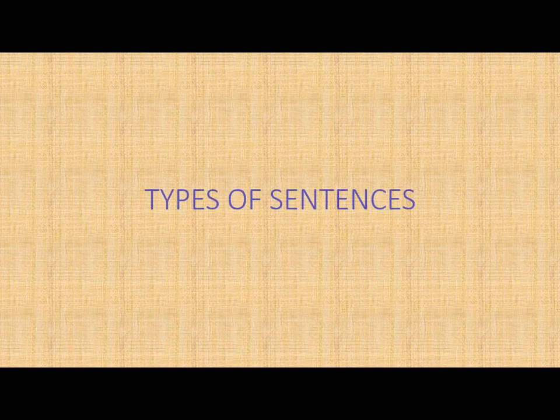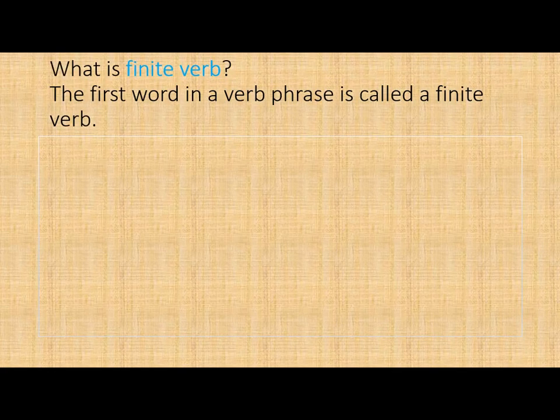Today we are going to read about types of sentences. First, we have to learn finite verb. What is finite verb? The first word in a verb phrase is called a finite verb. Remember students, the first word in a verb phrase is called a finite verb.